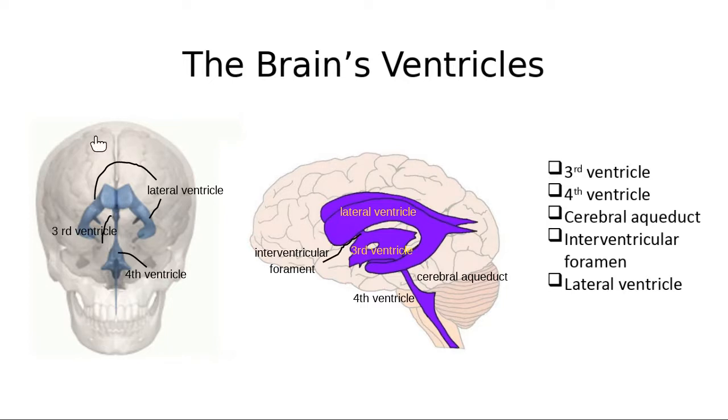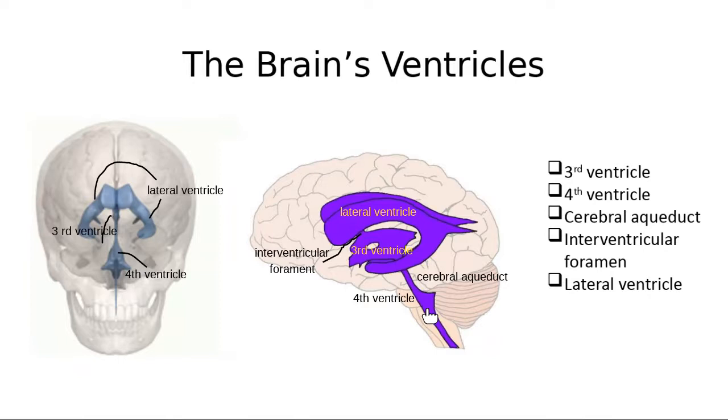Honestly, we really can't see it here. It would be in between these ventricles going into the third ventricle. So you can only kind of see it. It's right here. The interventricular foramen helps us take fluid from the lateral ventricle into the third ventricle. That's the job of the interventricular foramen. The cerebral aqueduct takes fluid from the third ventricle down into the fourth ventricle.